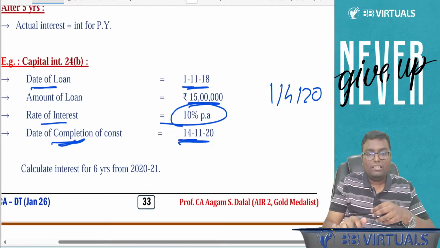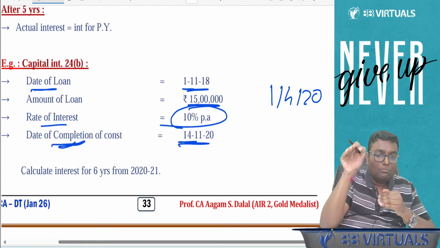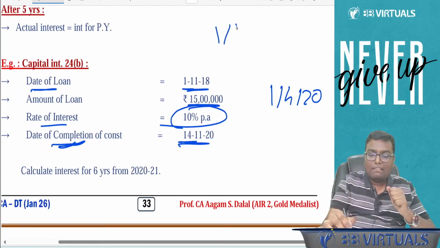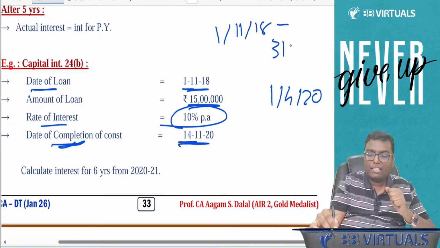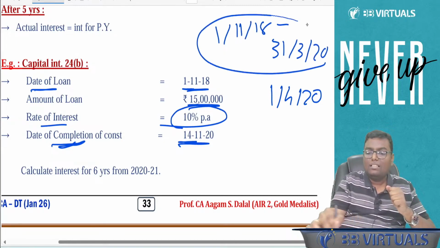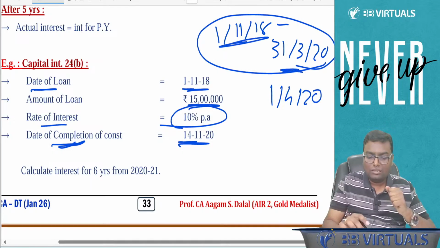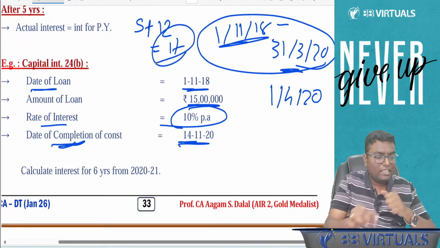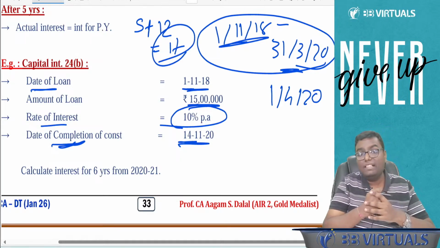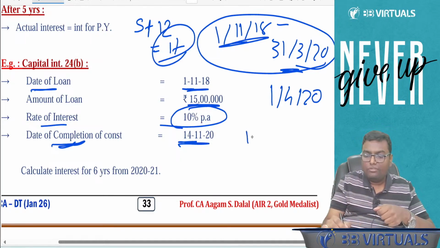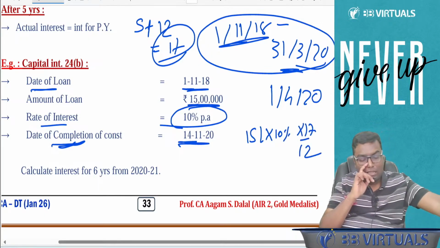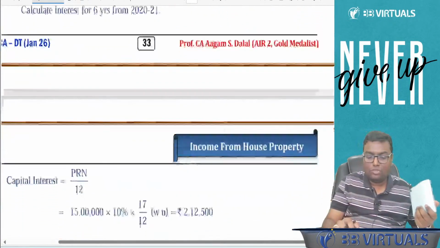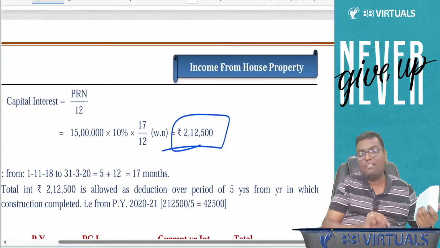So what is the period for which interest is paid but deduction is not taken? Can I say 1st November 2018 till 31st March 2020? Can I say this is total how many months? So this is basically 18-19's 5 months plus 19-20's 12 months. Total comes to 17 months. So what will be the interest of these 17 months? 15 lakh into 10% into 17 divided by 12. So what will be the total interest? The total interest will come to 2,12,500.